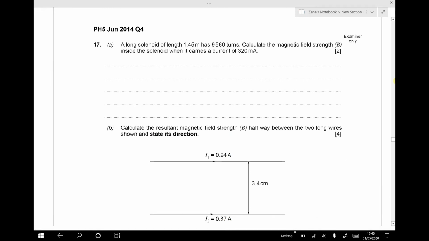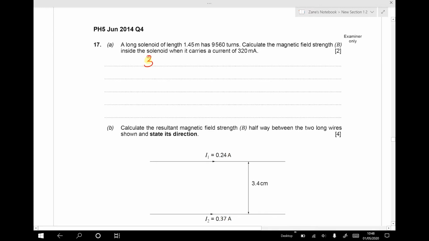This was question 4 from June 2014's Unit 5 paper, and it's a magnetic fields question, and magnetic fields is nowadays in Unit 4. For part A of the question, we're told that we've got a solenoid of length 1.45 meters with 9,560 turns. And we've got to find the magnetic field strength, the flux density inside the solenoid when the current in it is 320 milliamps.